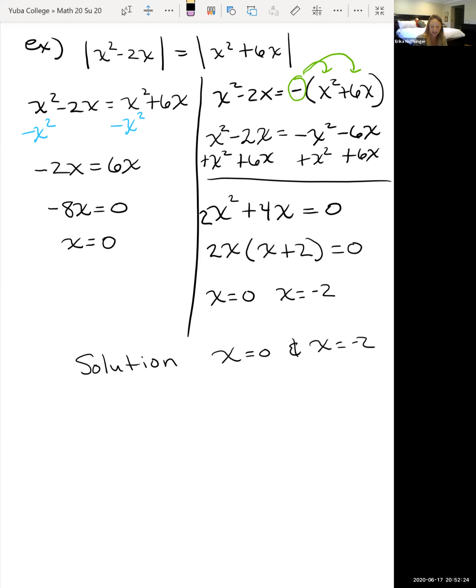And so if you checked it, it would work. Plug in 0 for x. Well, absolute value of 0 on the left equals absolute value of 0 on the right. Negative 2 quantity squared is 4, and this would be plus a 4. So absolute value of 8. Negative 2 squared is 4, and 4 minus 12 is negative 8. But the absolute value of negative 8 is the same thing as the absolute value of positive 8, which are both 8. So they both work.